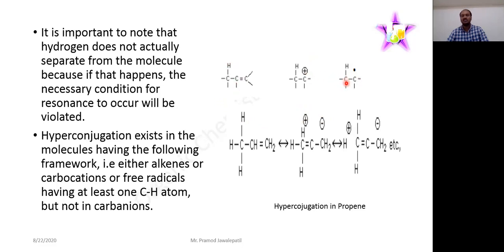All these three cases show hyperconjugation, but in a carbanion there is no hyperconjugation. So this is the requirement of hyperconjugation: the alpha carbon must have a pi bond or an empty p orbital, like an alkene system or a carbocation or a radical molecule, and they must have an alpha carbon-hydrogen atom.